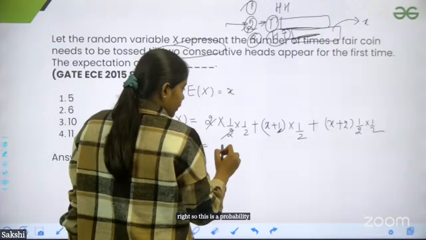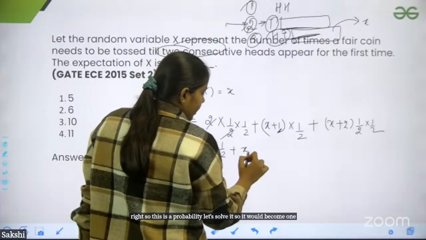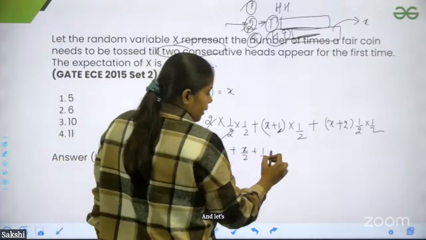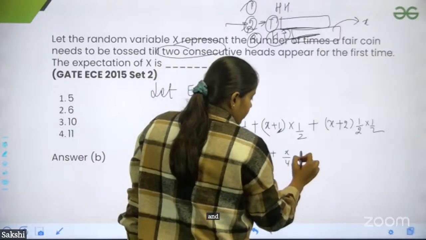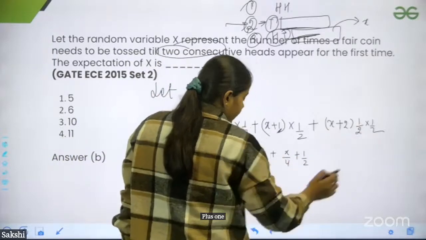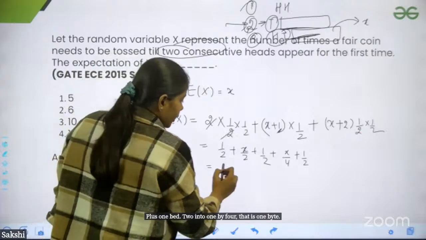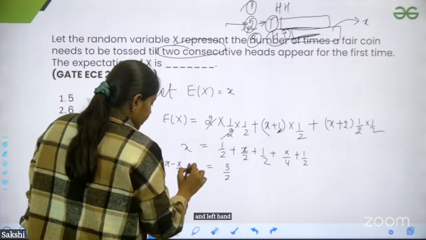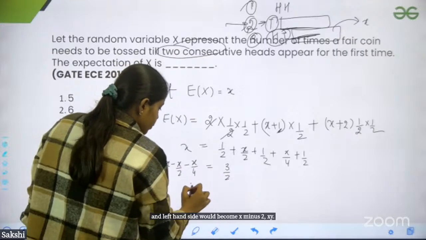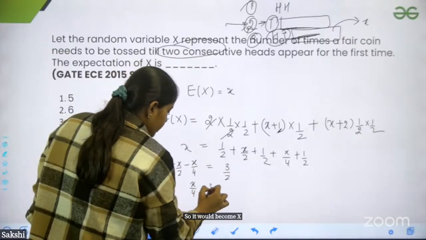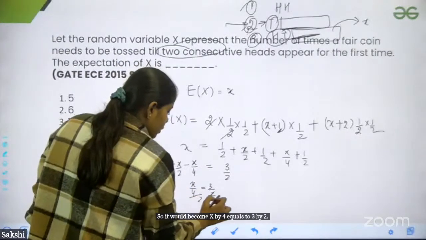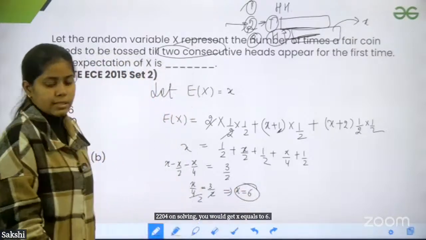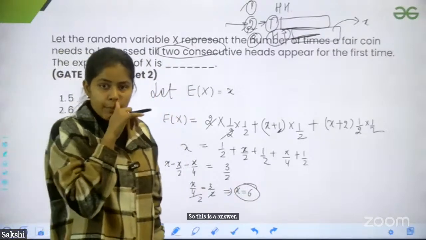Let's solve it. It becomes 1 by 2, x by 2 plus 1 by 2, and let's keep it as x, plus x by 4 plus 1 by 2. 2 into 1 by 4 is 1 by 2. So it becomes 3 by 2, and the left-hand side becomes x minus 3x by 4, so x by 4 equals 3 by 2. Solving, you get x equals 6. So this is the answer. I hope you guys get it.